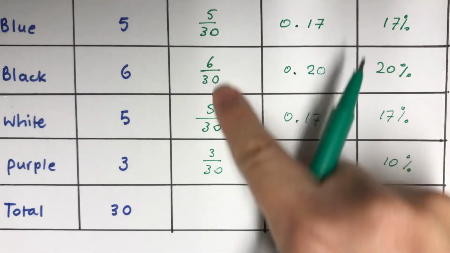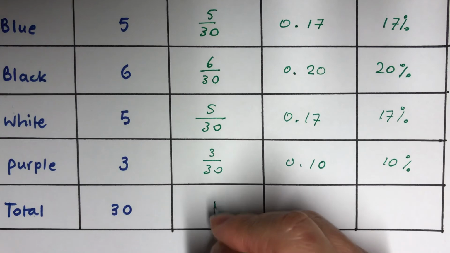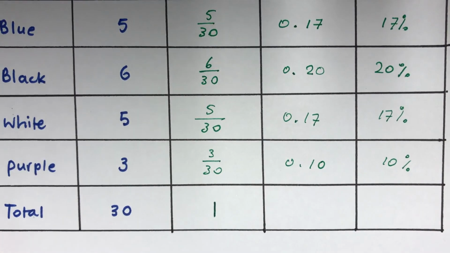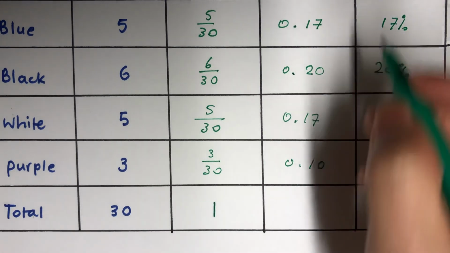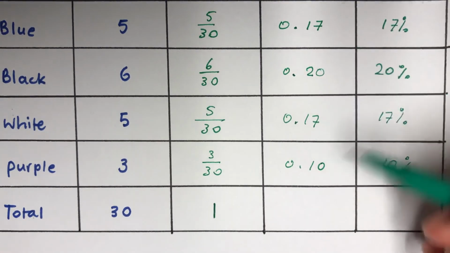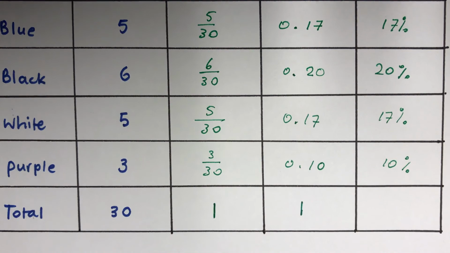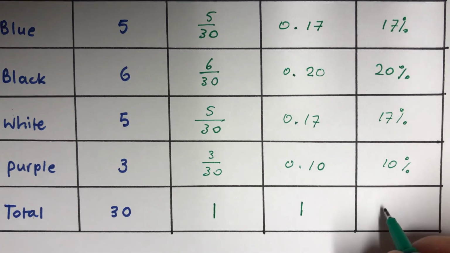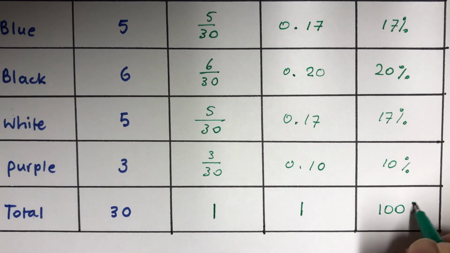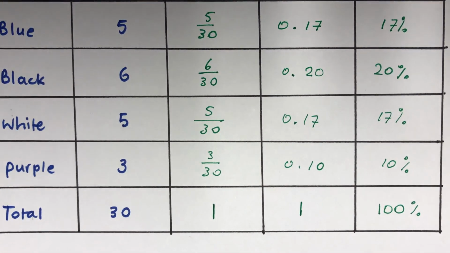Now, we had a total frequency of 30. When you add all these fractions, you should have 1 because it is a probability, guys. So what's the maximum probability you can get? 1. Of course, all the decimals, when you add up, it'd be 1. Now, percentage, well, it's not going to be 1%, obviously. What is a perfect percentage? 100. So that will be our relative frequency. Okay, well done.